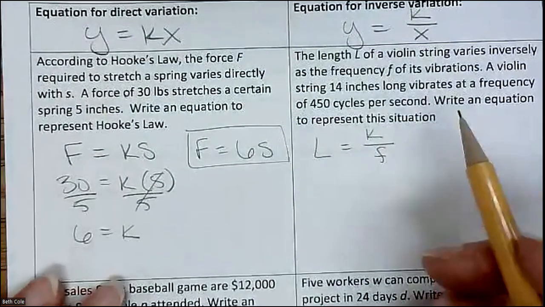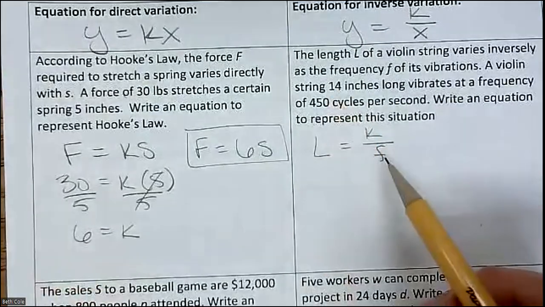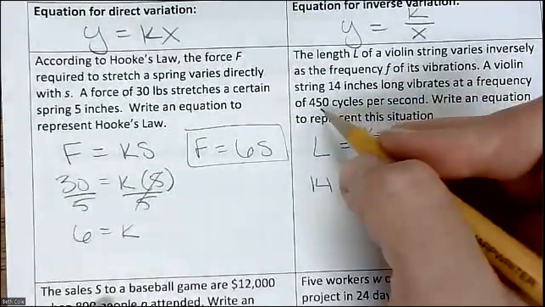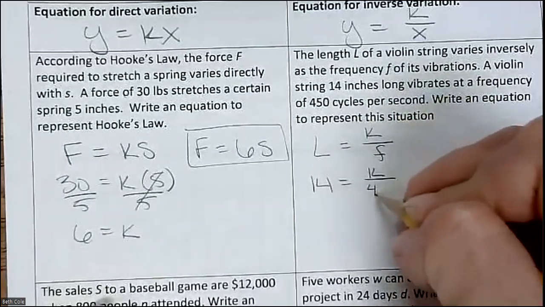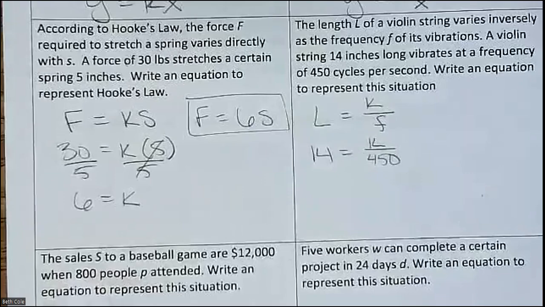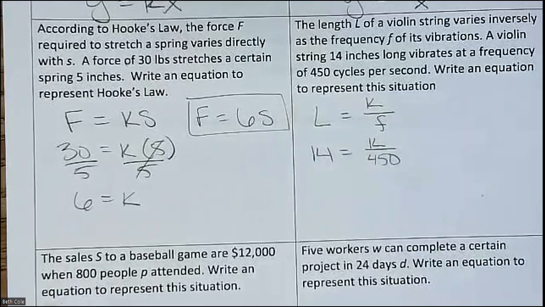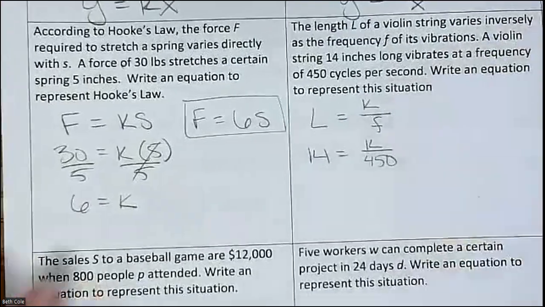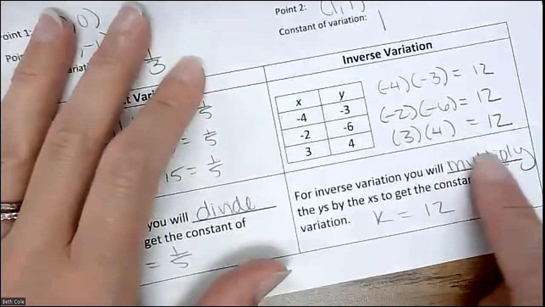And then you plug in the numbers. The string is 14 inches long, so that's going to be L. And the frequency is 450 cycles per second. What would you do to solve for K? Multiply by 450. Oh my gosh, on the page right before this, for inverse variation, didn't we say we needed to?